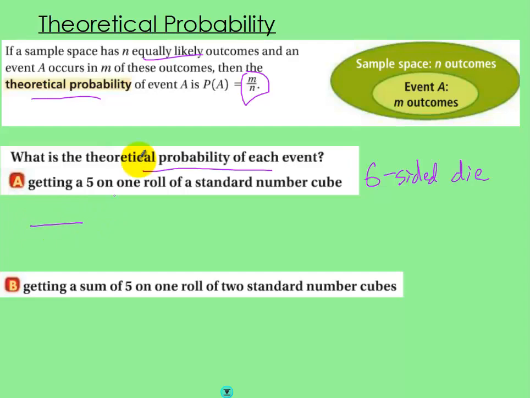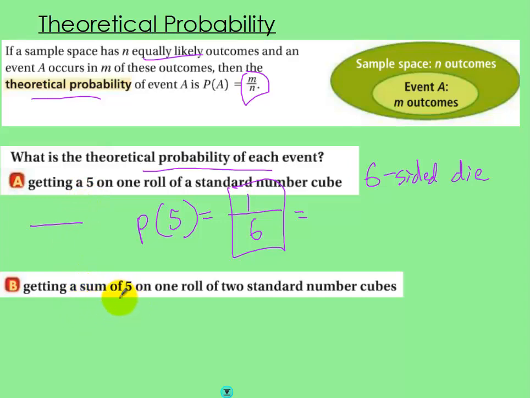Well, let's write that out. The probability of a 5 is going to be, well, m is the number of these outcomes. There's only one outcome that has a 5, because only one side has a 5. And then n is the number of equally likely outcomes. Each of the 6 sides is equally likely, so it's 6 on the bottom. So your probability is 1/6, and that's the chance of getting a 5 when you roll the die.